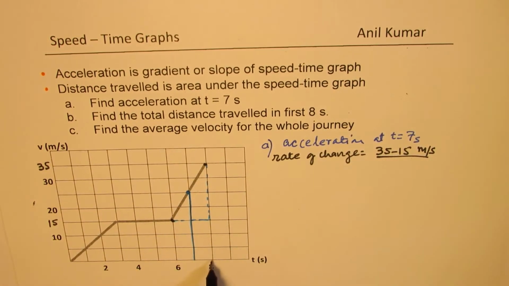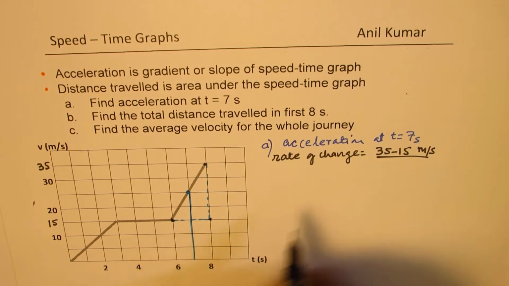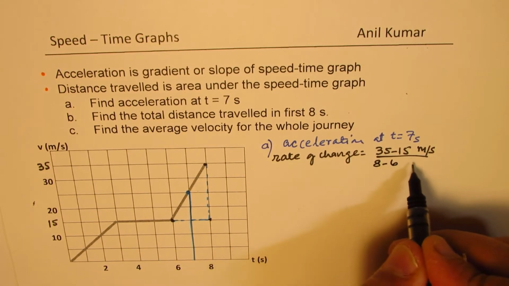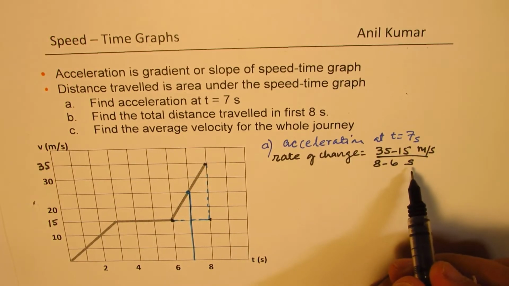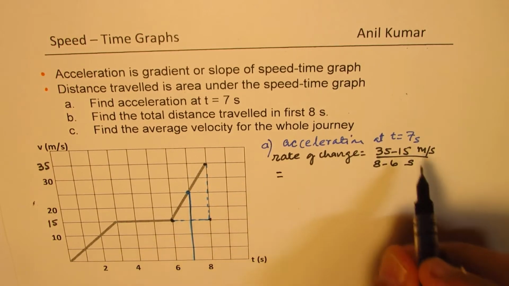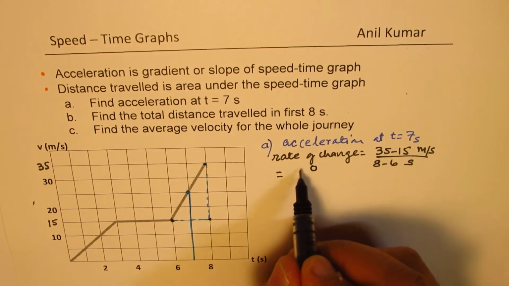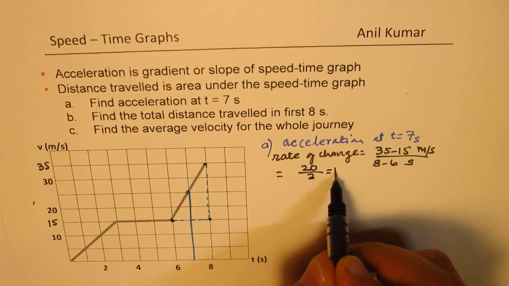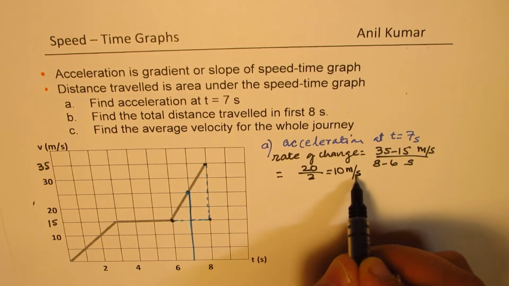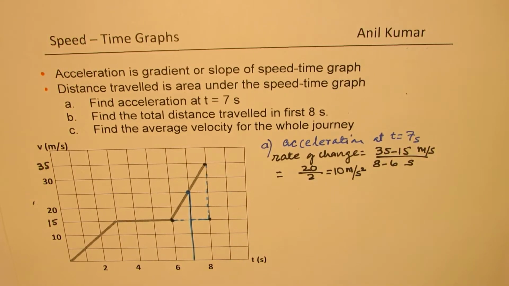time difference, which is 8 minus 6, right? So 8 minus 6 in seconds. So we get meters per second square as our units. So that becomes 20 over 2, which is 10 meters per second square. So that becomes our answer for part A.